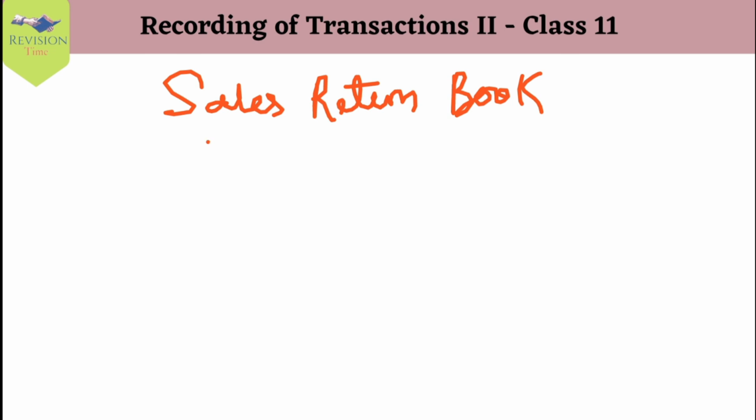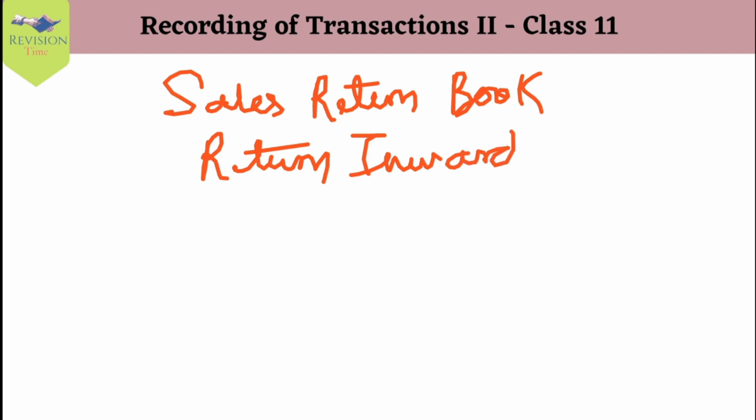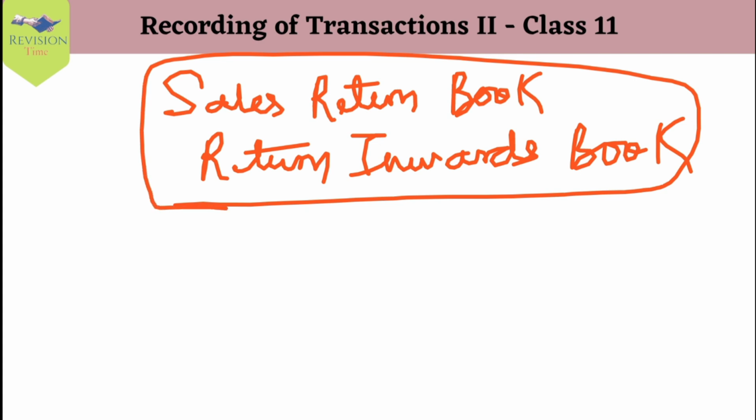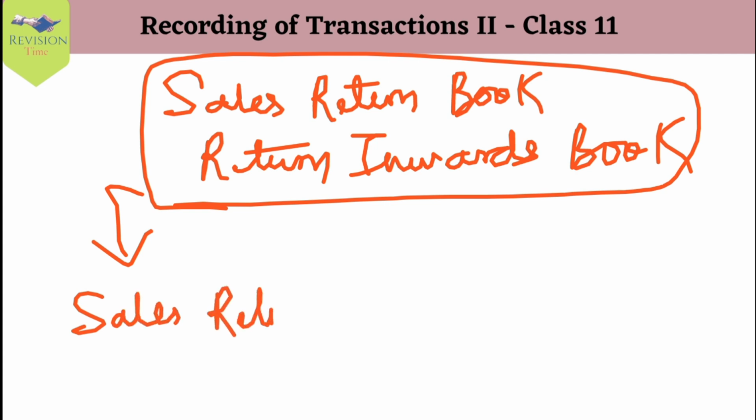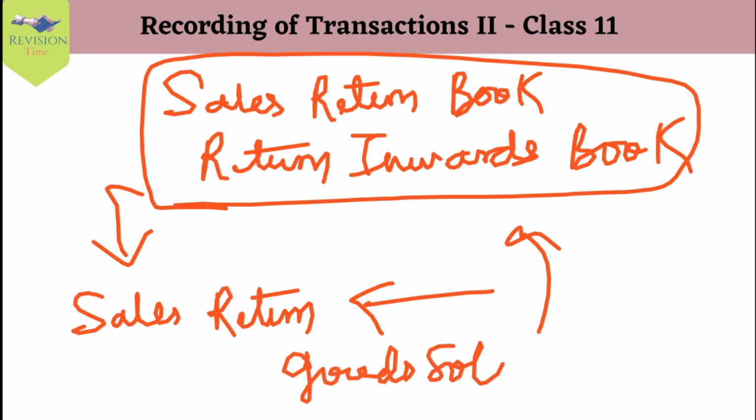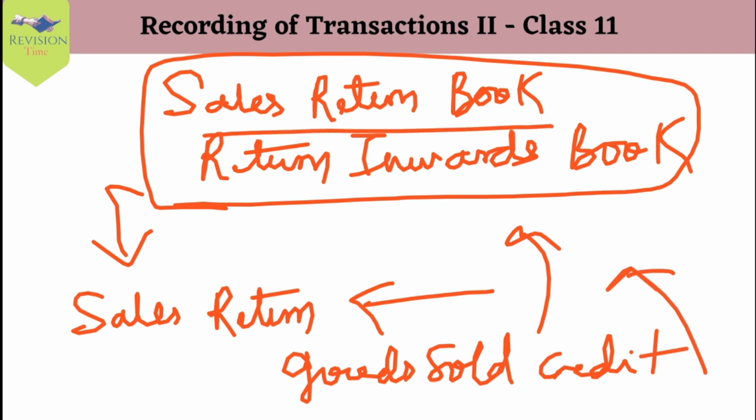In this video, we will be studying about sales return book, also known as returns inwards book. So, as you read the name of this book, you might have understood by now that we record sales return, meaning the goods which are returned back to us from the customer are recorded in this book, sales return book. When goods which were sold on credit are returned back to us, we record in a book called sales return book.